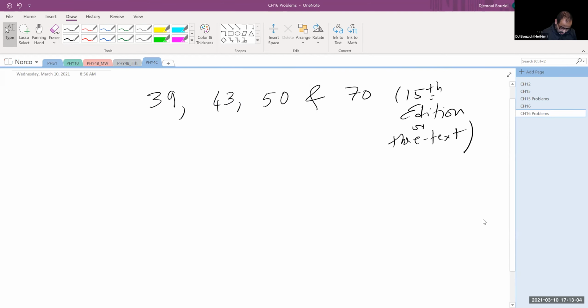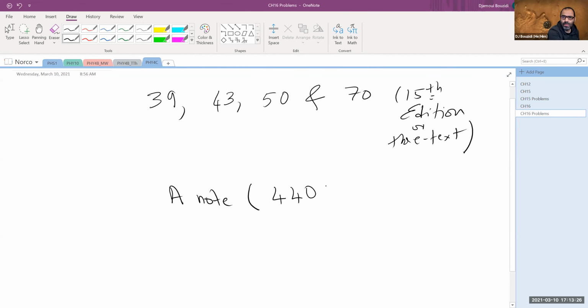Problem 39 is about tuning a violin. A violinist is tuning her instrument to a concert A note. According to musicians, the A note has to be 440 hertz. Anything higher or lower is not good. It has to be exactly 440 hertz, so it cannot be 441 hertz. If it is, then the violin is not properly tuned.